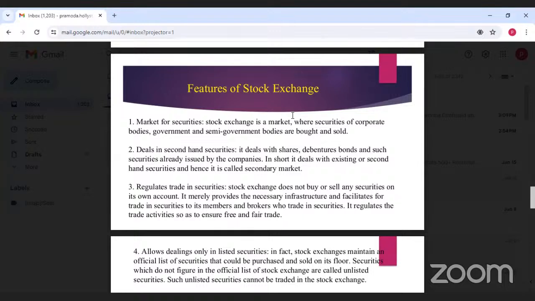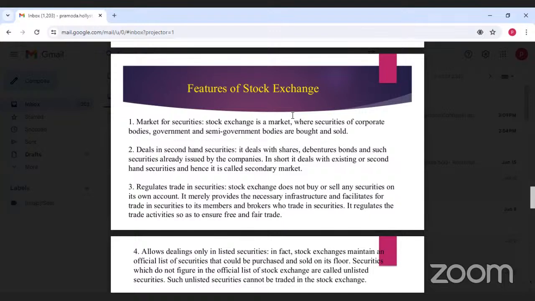As I said, it is a market where the securities are purchased and sold. All the securities, that means the shares, the securities relating to a bank, a financial institution, the government, state government, central government, or semi-government bodies, anybody, have to get their company or organization name registered on the floor of stock exchange. Then they will be allowed to sell and buy their securities in the stock exchange. So the first feature of stock exchange is that it is a market for all securities. All the securities traded in the country are traded on the floor of stock exchange.